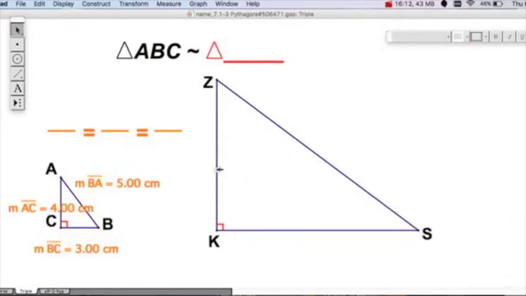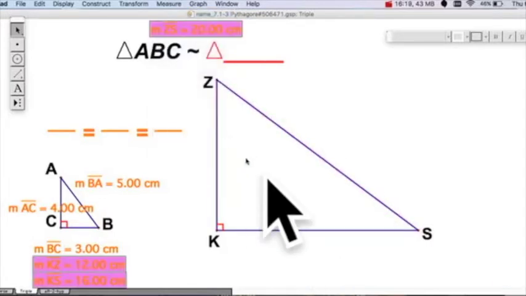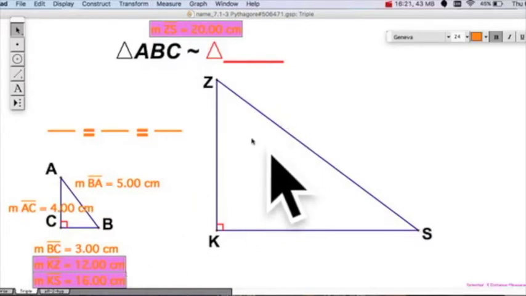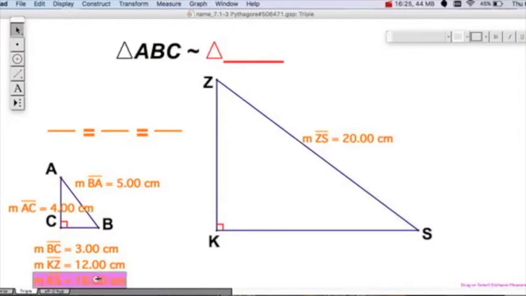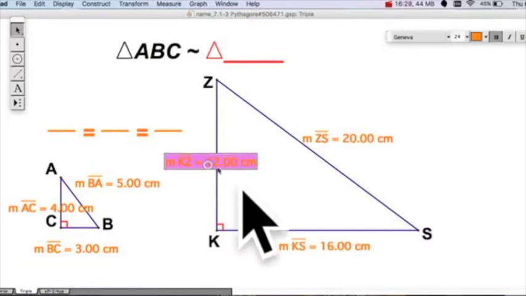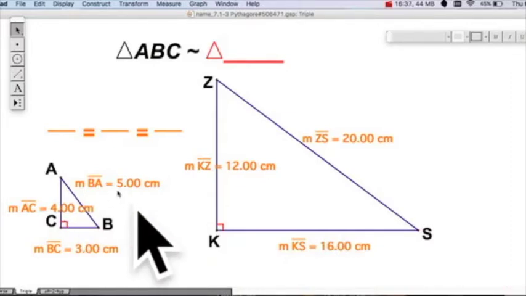And then I'm going to measure these bad boys here. Measure length. Where'd they go? Okay, sorry, I don't know what color I should be using. That one's 20. This one's 16, that's KS, and this one's 12. Now, straight from last chapter, similarity, side, similarity. You know how this works. I got 3, 4, 5.